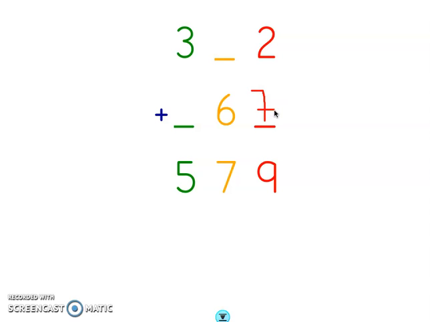Something add 6 equals 7. Again, simple mental maths or counting on with our fingers. 1 plus 6 equals 7. And it moves us on to our hundreds, where 3 add something equals 5. 3 add 2 equals 5. So 312 add 267 equals 579.